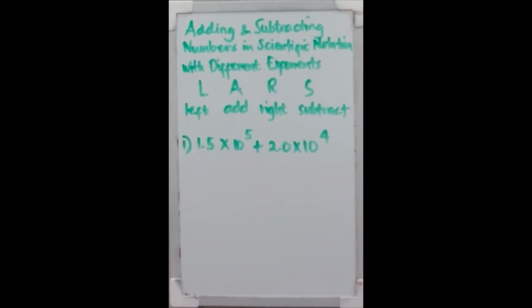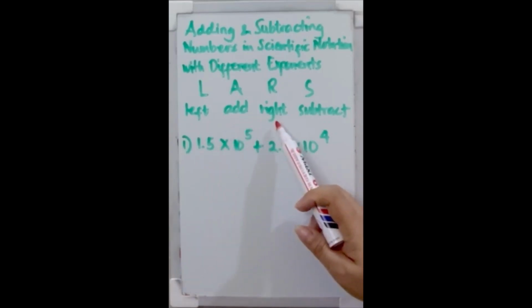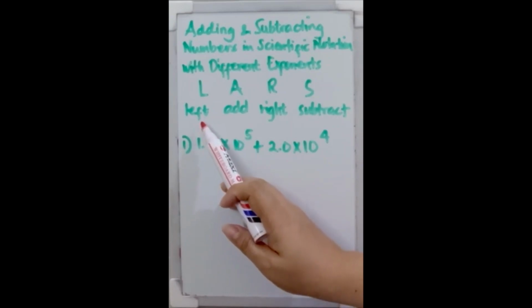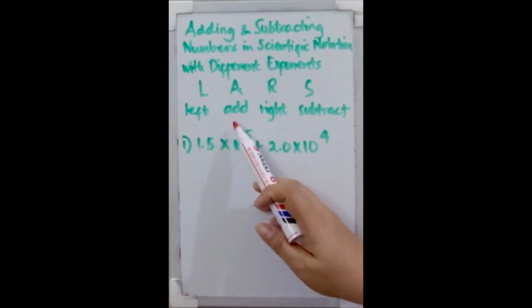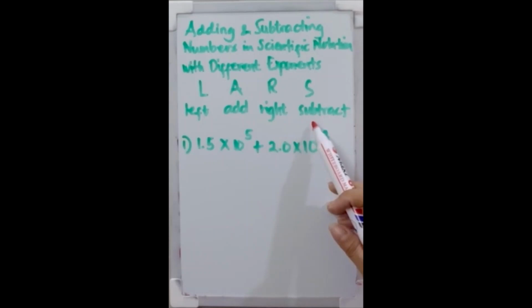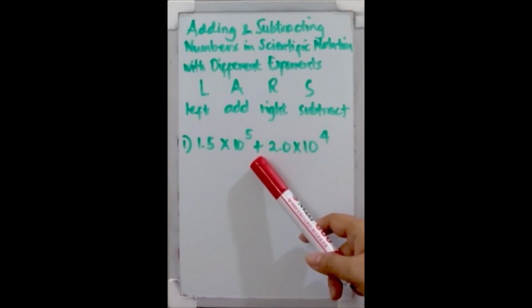Let's add and subtract numbers in scientific notation having different exponents. Let us remember this acronym LARS. LARS stands for L for left, A add, R right, S subtract. This means that when you move the point to the left, you will be adding the number of places that you have moved to the exponent, while if you are moving the point going right, you will be subtracting the number of places to the exponent. That means we need to make sure that the exponents are the same before proceeding to the required operation.